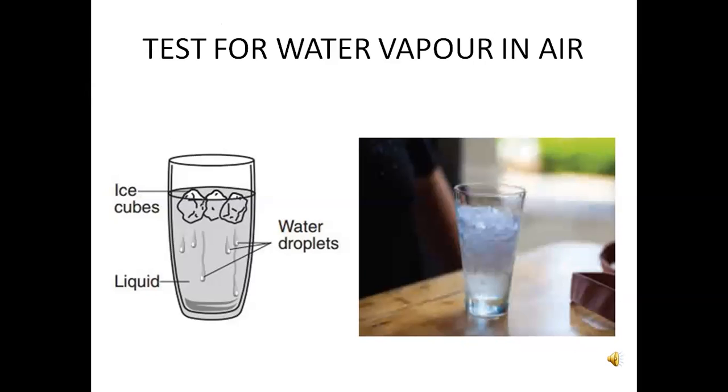Test for water vapor in air. Take a few ice cubes in a glass. Keep it on the table for a few minutes. Observe what happens. You would see tiny droplets of water all over the outer surface of the glass. Where do these droplets come from? The water vapor present in the air condenses on the cold surface of the glass. This shows that air contains water vapor.